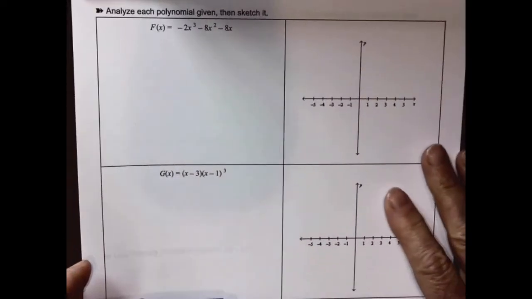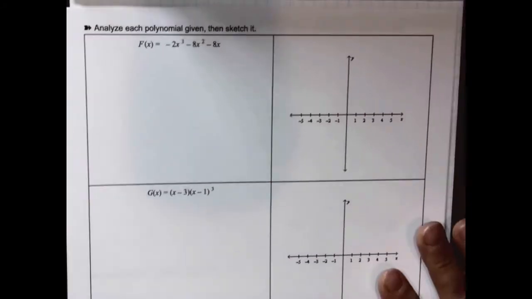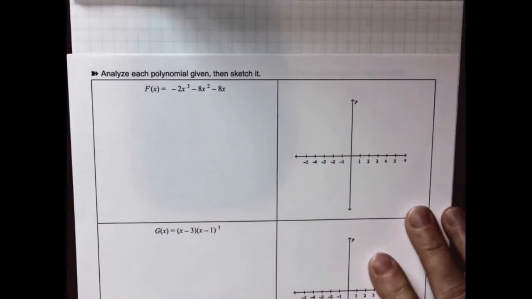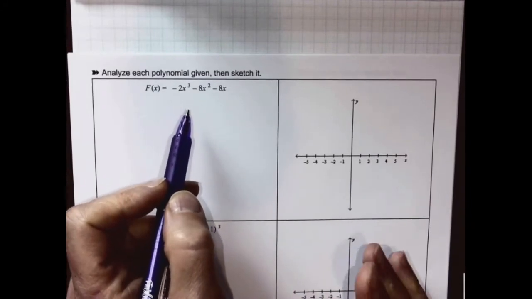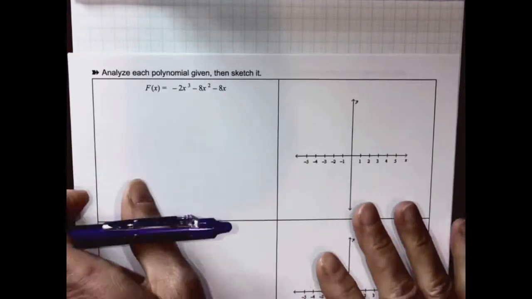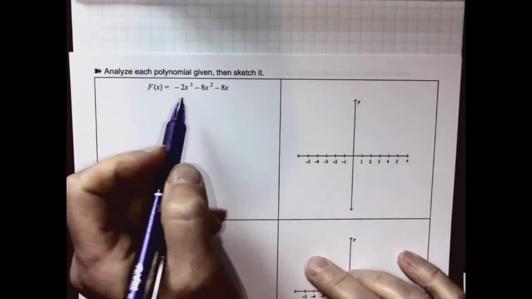Now we're going to analyze and sketch. So we have to do a little bit of analysis first. We're given a cubic, so we know we're looking for how many zeros? 3. They don't all have to be real though. And we can't graph like that, so we have to factor that first.